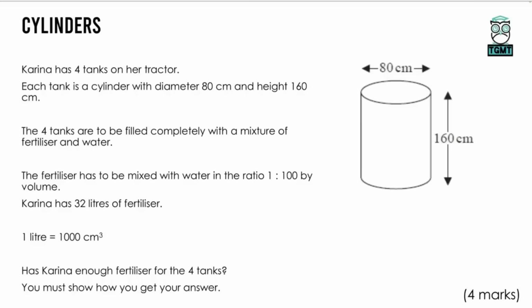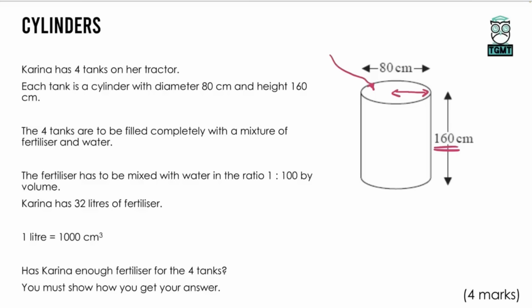Well, for starters, we need to actually work out the volume of one of these cylinders. So the volume of a cylinder is the same as any other prism. You get the area of the cross-section and times it by the height. Now the area of the cross-section here is a circle, so we need to get the area of this circle. To do that, we want to know what the radius is.